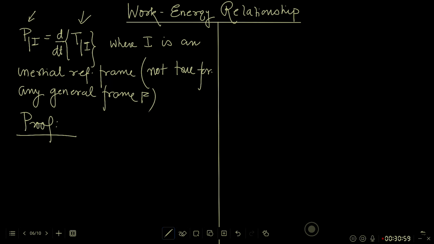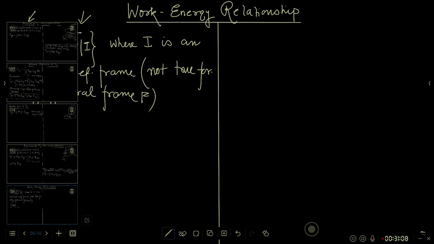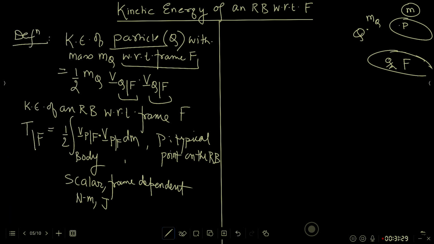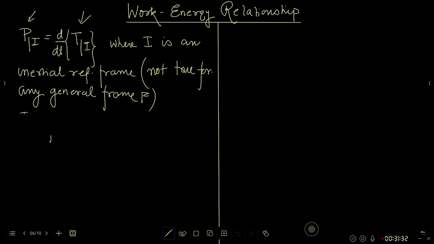Now mind you, whatever I did so far in today's class, the reference frame was F, with no restriction. You can define kinetic energy with respect to any frame of your choice, and the rate at which work is being done by all forces with respect to any frame of your choice. However, for the relationship between the rate of work and the rate of change of kinetic energy to exist, keep in mind that the frame must be inertial. If the frame is not inertial, there is no work energy theorem in general.